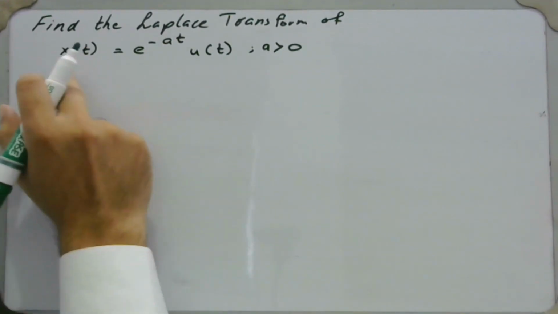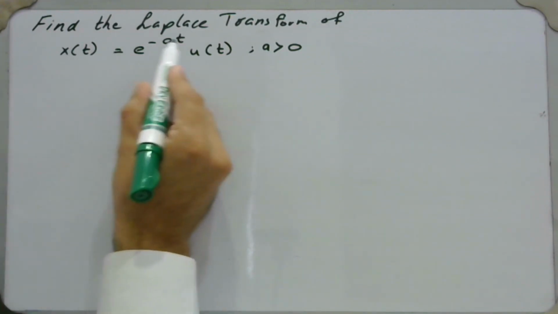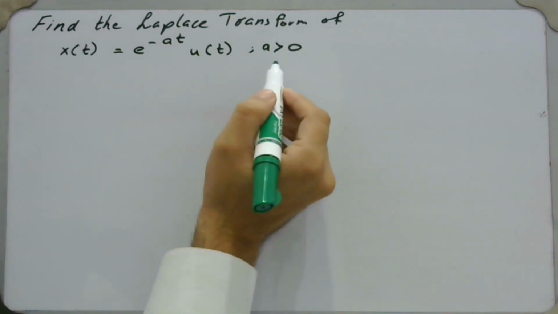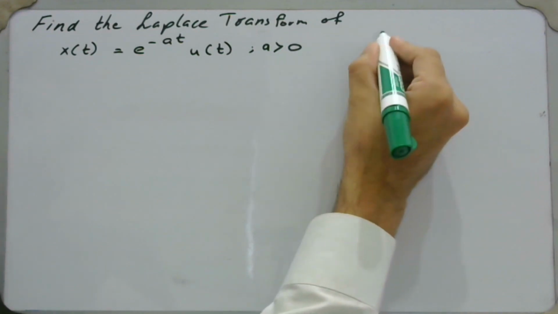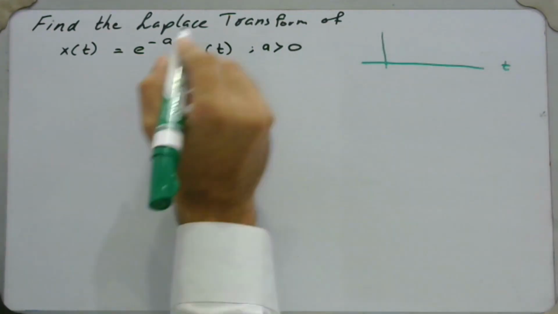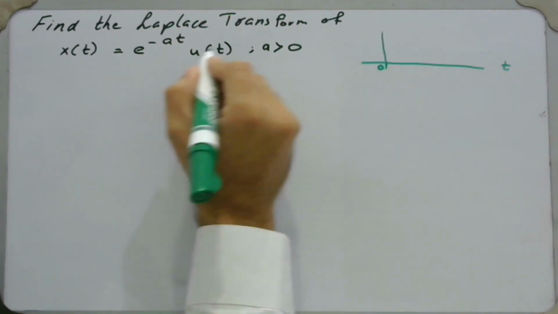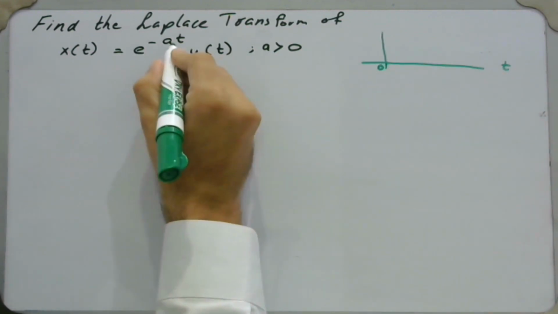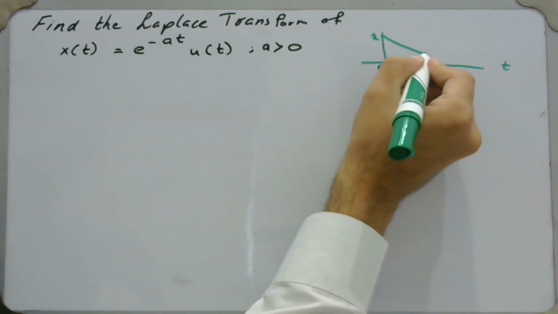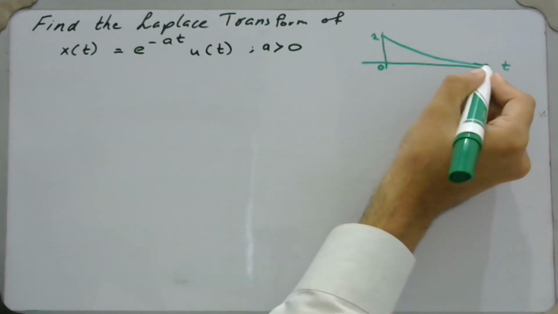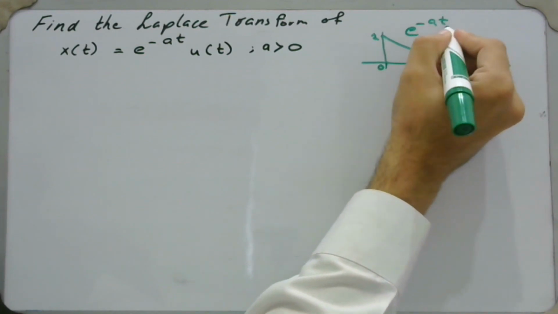In the first example, we are asked to find the Laplace transform of an exponential function x of t equal to e^(-at) u of t, given that a is greater than 0. So let us visualize what this function is in the time domain. Since we have a unit step function u of t, it would start at 0 and move towards the right side. For e^(-at), if a is greater than 0, it is going to start at 1 and then converge as time tends to infinity. This is our e^(-at) u of t.